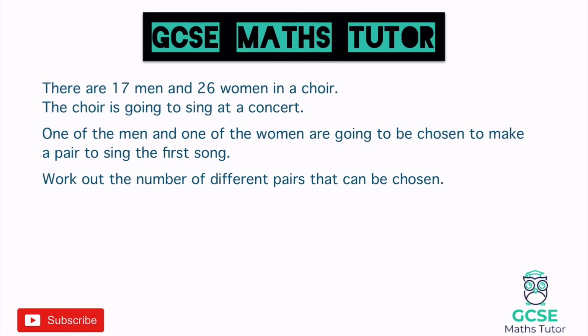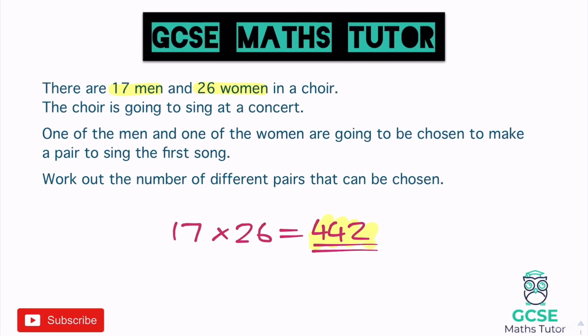So coming back to this question, all we really care about is the fact there's 17 men and 26 women, and we want the number of different pairs that can be chosen. Nice and easy then, all we have to do is think, there's 17 men that can be paired with a potential 26 women. So we're just going to do 17 times 26, which is 442. There's our final answer, 442 different pairs that can be chosen. So there we go, that is the product rule for counting.